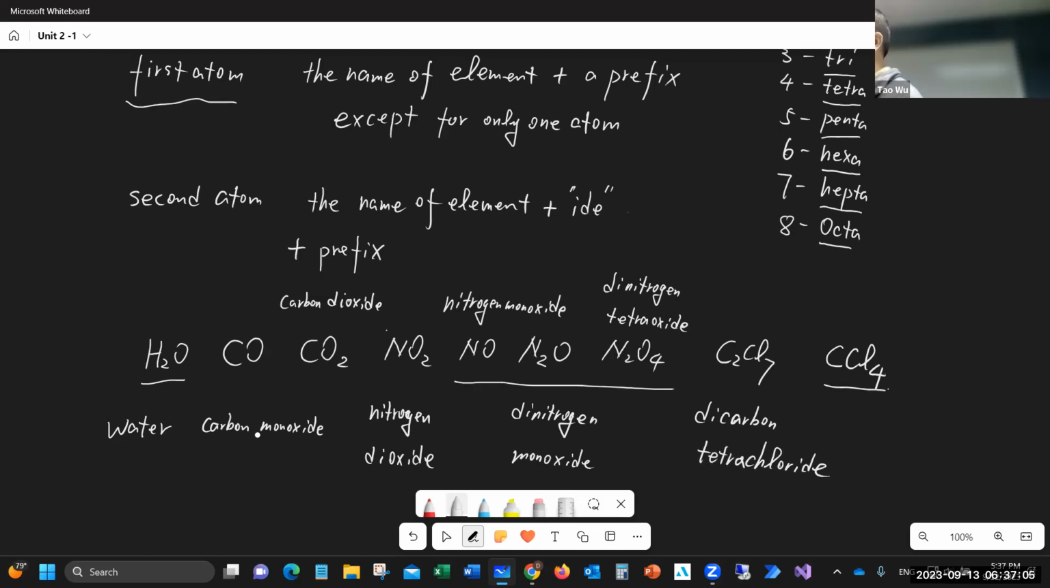Last one is carbon tetrachloride. Do you know what this is? Carbon tetrachloride is a freon. But usually the freon you see is a liquid, right? Oh no, tetrachloride. Yeah, tetrachloride.